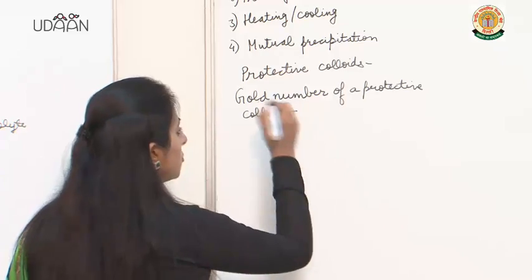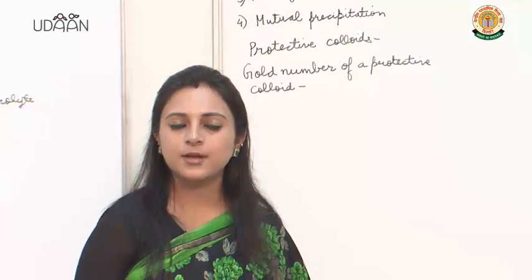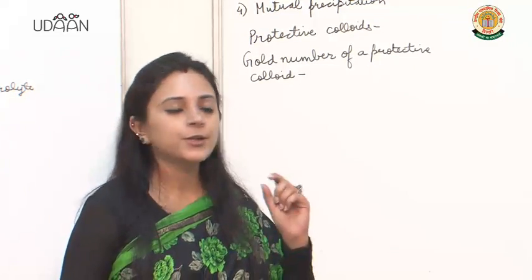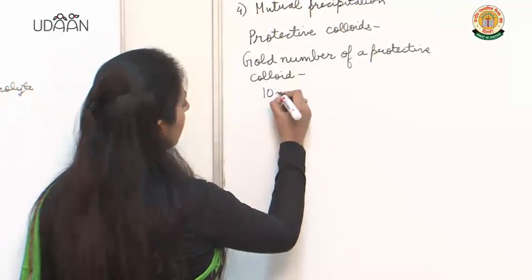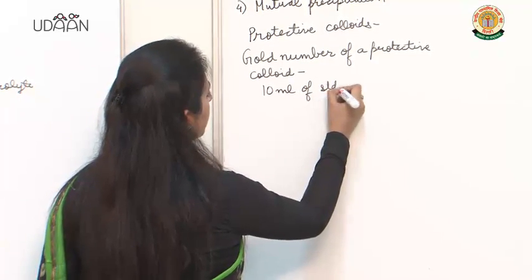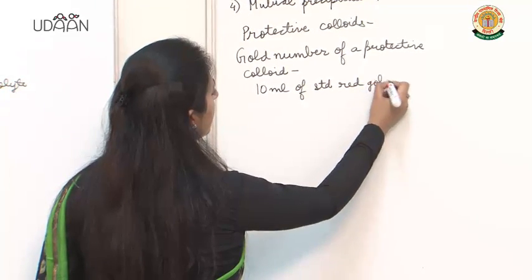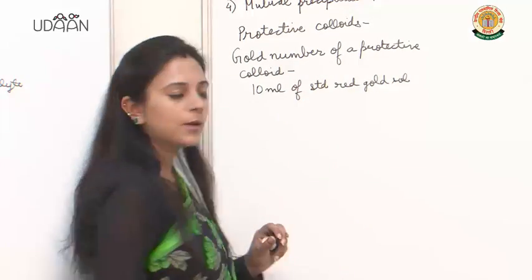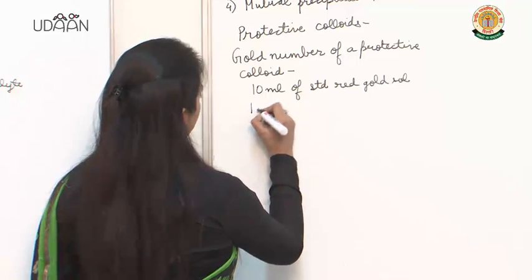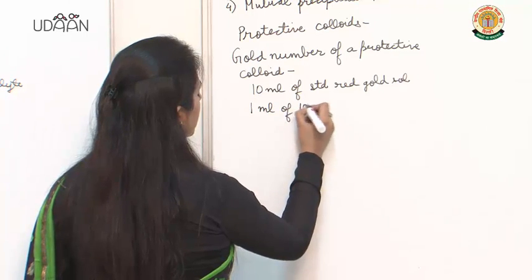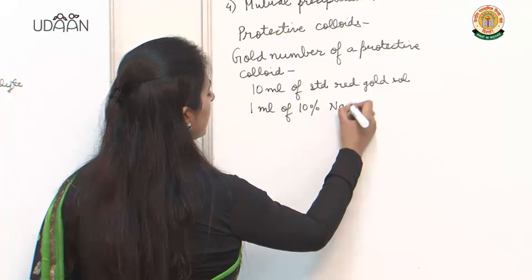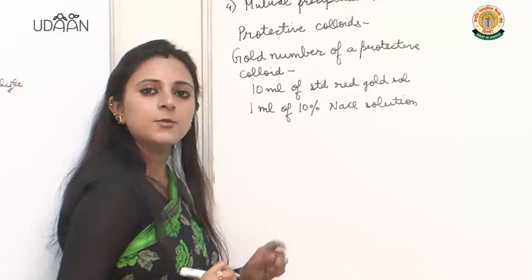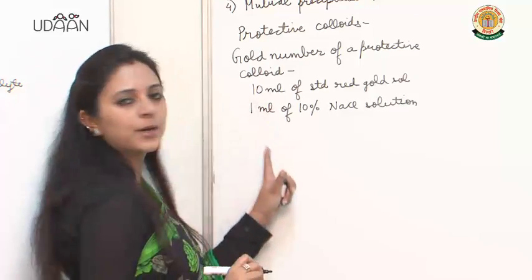It is the amount of substance, in milligrams, which is added to 10 ml of standard red gold sol in order to prevent its coagulation when 1 milliliter of 10% NaCl solution is added to it. This is known as the gold number.